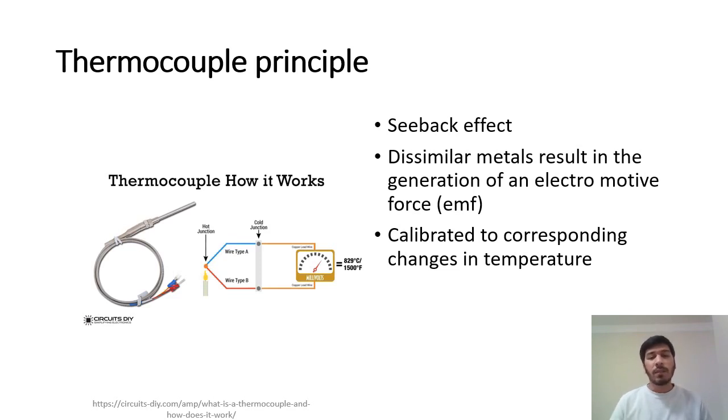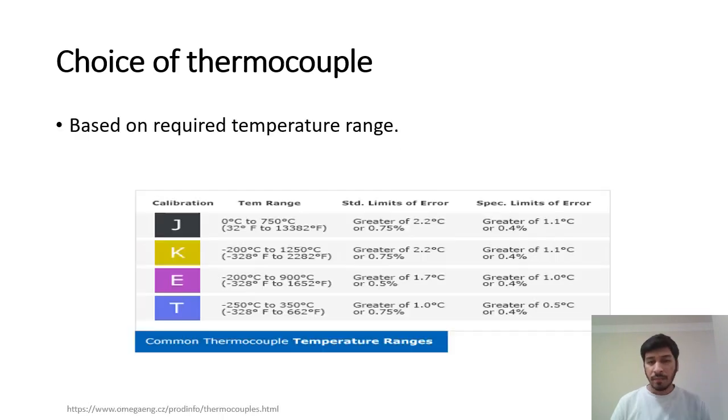Now, going forward, we know what a thermocouple is, but there are definitely different types of thermocouples. So how do we decide which thermocouple to use for a particular process? That's what we will see in the next slide. The choice of thermocouple is dependent on the temperature range that we need, and this chart given by the manufacturer Omega shows us the different ranges: J, K, E, and T.